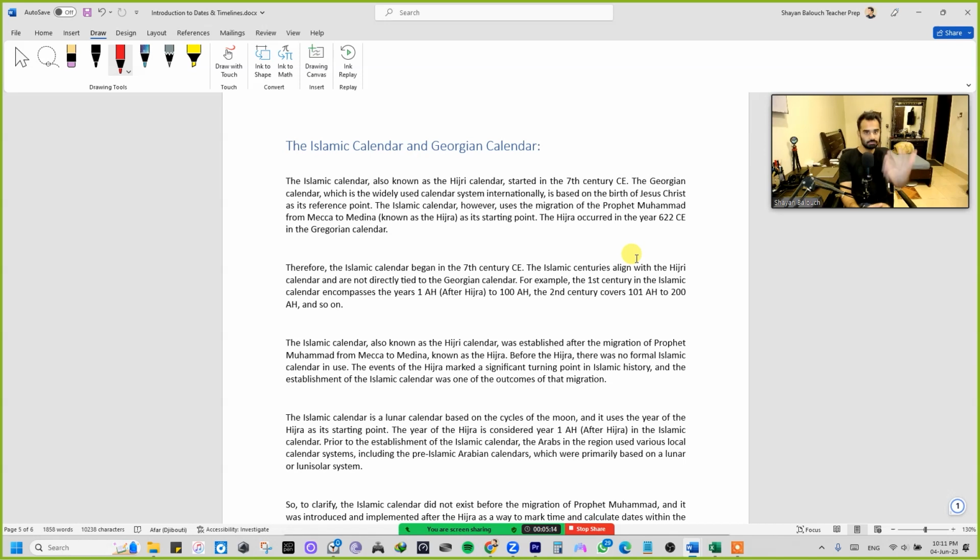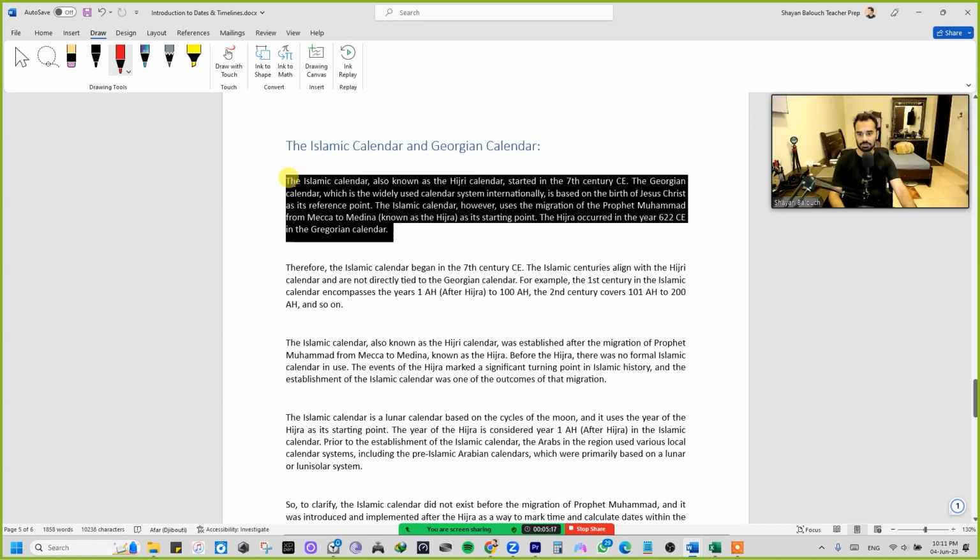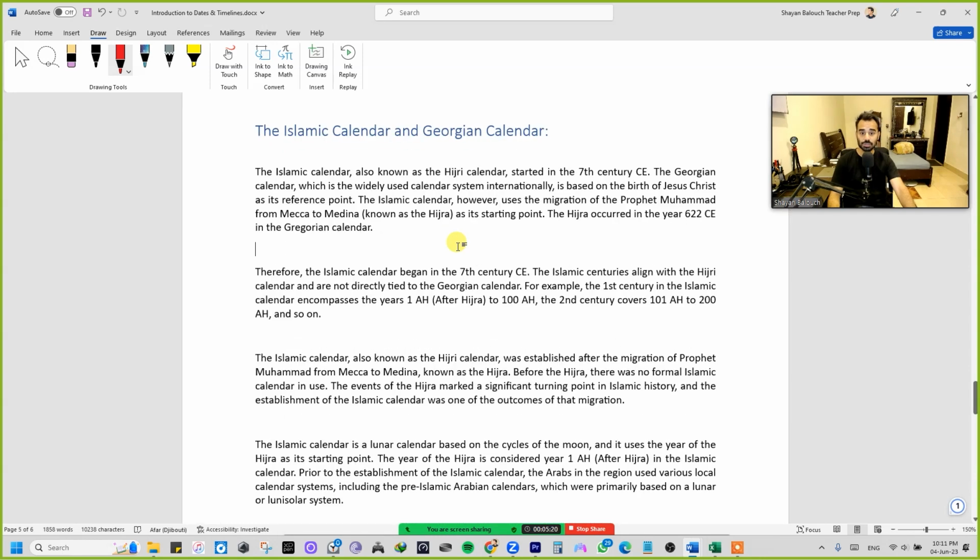So let's read it out together, guys. I'm going to be reading the first paragraph. So the Islamic calendar, also known as the Hijri calendar, started in the 7th century, remember, CE. The Gregorian calendar, which is the widely used calendar system internationally, is based on the birth of Jesus Christ as its reference point. Now it says further that the Islamic calendar, however, uses the migration of the Prophet Muhammad ﷺ from Mecca to Medina, known as Hijra. In Arabic we call it Hijrat. In Urdu we call it Hijrat, as it's the starting point. The Hijra occurred in the year 622 CE in the Gregorian calendar.